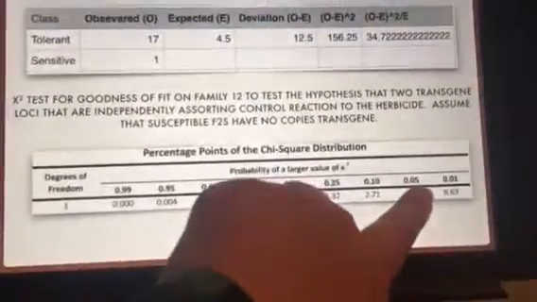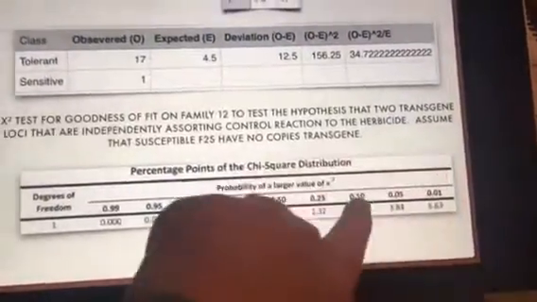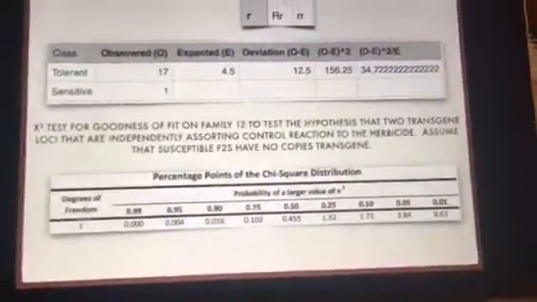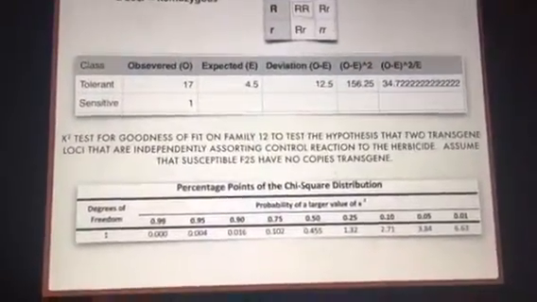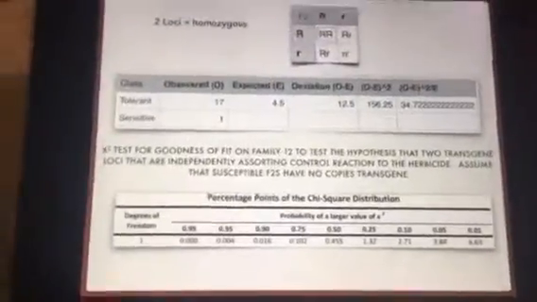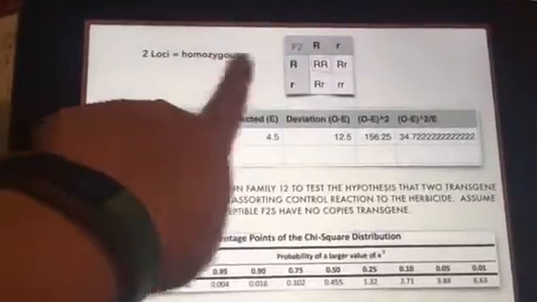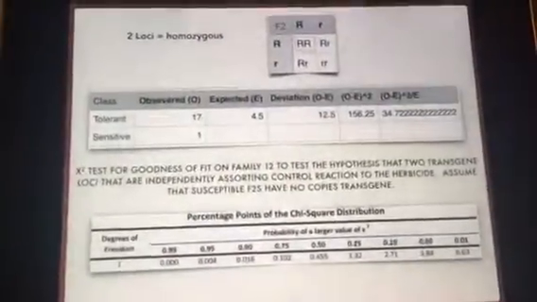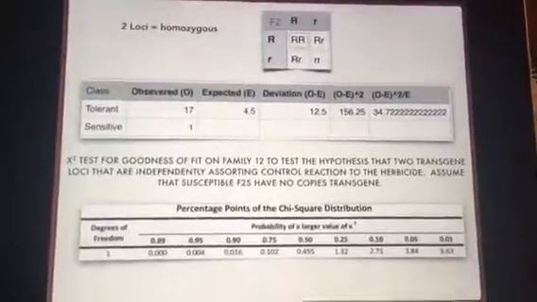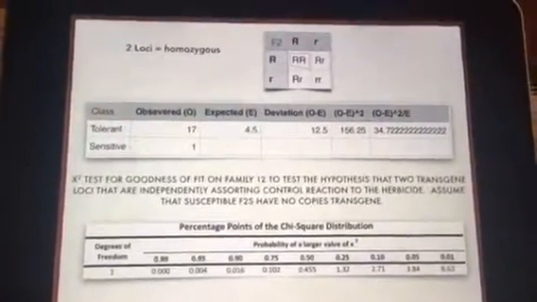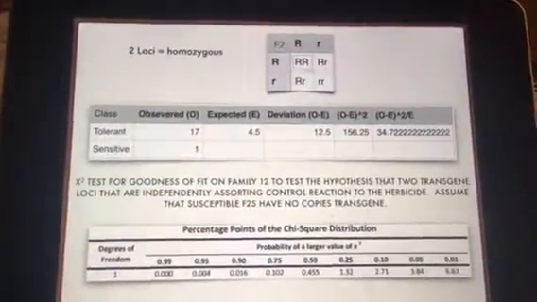And at our 5%, this is where we start rejecting our hypothesis. So since it's off this graph, that means that I need to reject my hypothesis saying that 2 transgenes, or homozygous dominant genes, are what give my plant its resistance to Roundup.